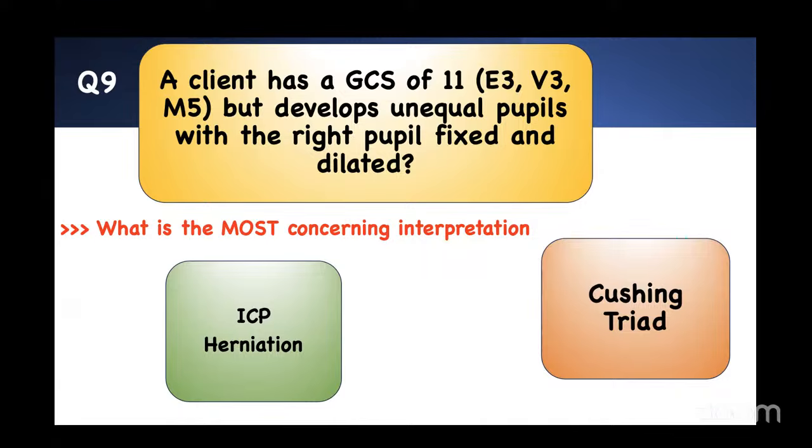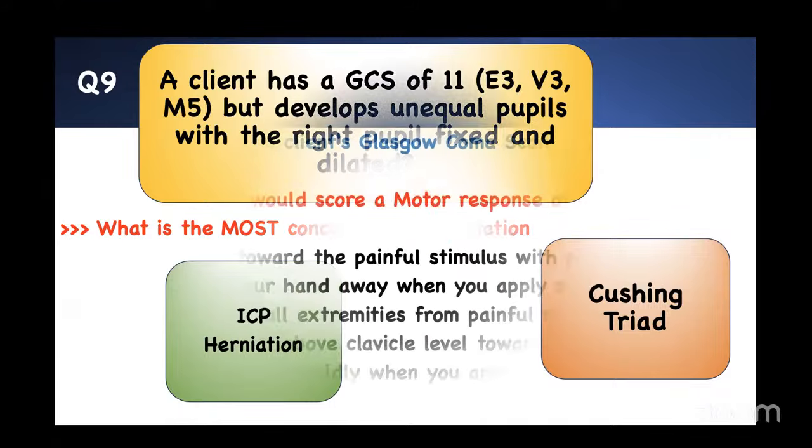Something happens to your blood pressure. Something happens to your heart rate. Something is going to happen with your breathing. What do you call it? It's called the Cushing triad. And what is that? Your blood pressure is going to go up, hypertension. Your heart rate is going to go down, bradycardia. And you have irregular respiration. And you have a wide pulse pressure. So know this, very, very important. When I give you a neuro case study, you will see this, trust me.